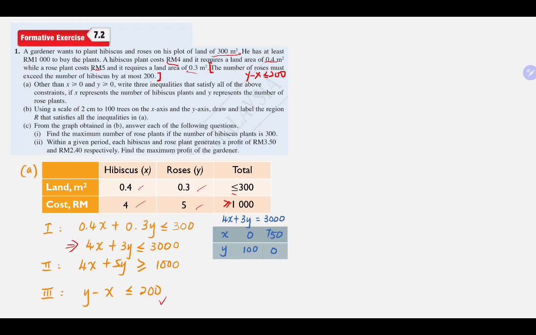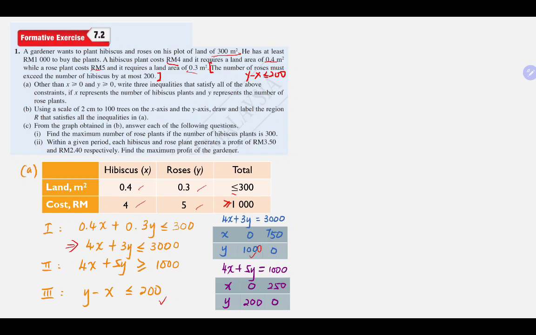So pick our x and y intercept. So the y-intercept should be 1,000. Alright. And when y equals to 0, then 3,000 divided by 4, it should be 750. Right? Then for the second line, we need to draw 4x plus 5y equals to 1,000. Same thing, we choose our y-intercept and x-intercept. When x equals to 0, then 5y equals to 1,000, so y equals to 200. When y equals to 0, 4x equals to 1,000, so 1,000 divided by 4, we get 250.